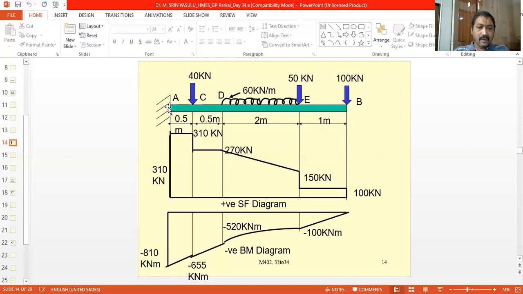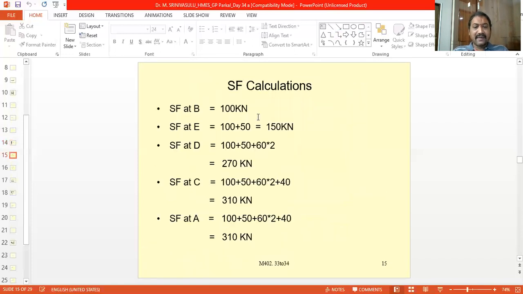Now coming to the point A. So there is no other force between the point C and point A. So the shear force will remain the same. Whatever the shear force is at point C, the same shear force is acting at point A. However, if we take the right side of the point A, we got 100 plus 50 plus 40, this is 190, plus 60 into 2, 120. So 190 plus 120, how much? That is 310 kN. So SF at A is also equal to 310.